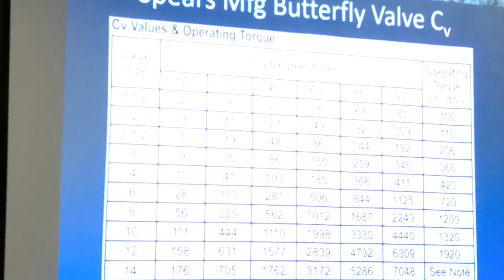It actually gives you the Cv value for different degrees of open, which is super important, and for different sizes. And you see this range of Cv values in here. So just for example, we should take a 4-inch pipe, 4-inch butterfly valve, and we'll say it's 100% open. That would be a Cv value of 411. So what that means is 411 gallons a minute are able to flow through that valve with 1 psi of head.